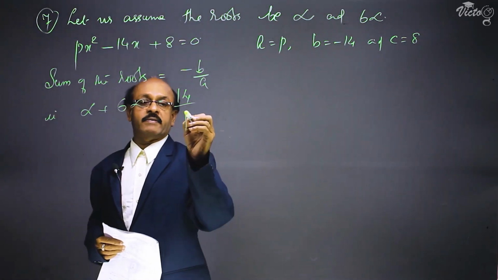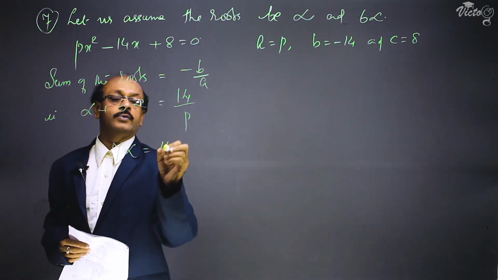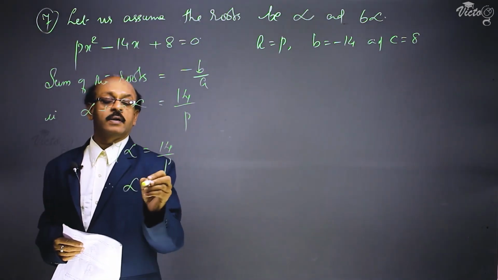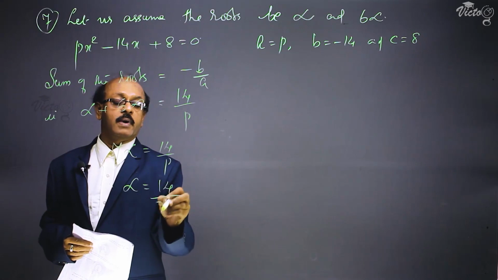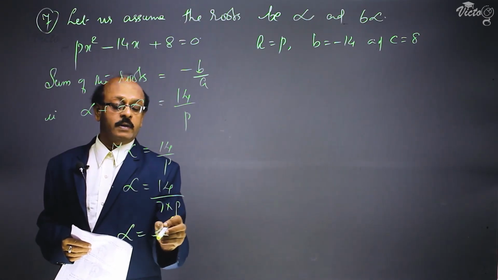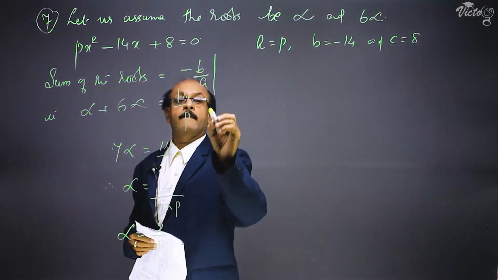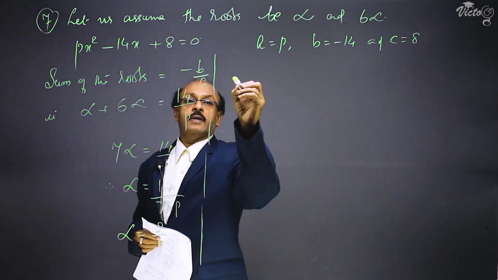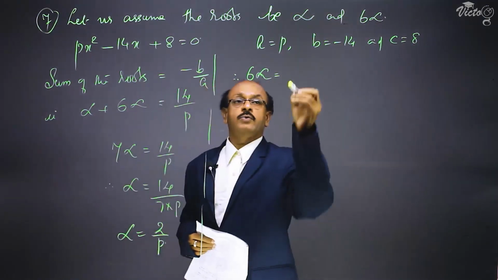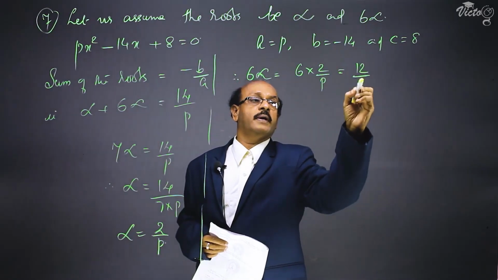That means 7 alpha is equal to 14 by p. Therefore alpha is equal to 14 by 7 into p, that is 2 by p. Alpha is equal to 2 by p. Therefore we can find the value of 6 alpha. Therefore 6 alpha is equal to 6 into 2 by p, which is equal to 12 divided by p.